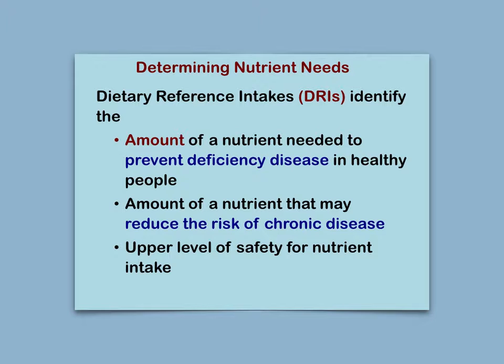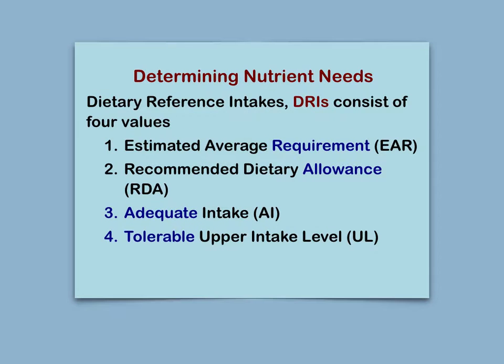Furthermore, the amount of a nutrient that may reduce the risk of chronic diseases, such as heart disease, diabetes, high blood pressure, as well as the upper level of safety for nutrient intake. Let's review them and study them together. Move on to the next slide.